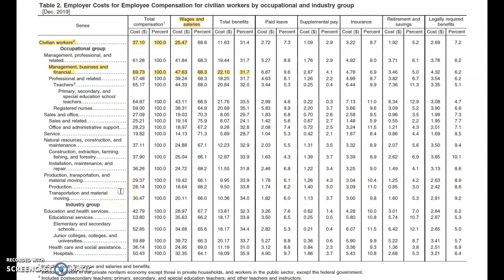Let's look at a different one. Let's look at transportation and materials moving. Okay. So you got $30.47 in total compensation, 100% of income. $20.11 wages and salaries, 66% of income. And then $10.36 in total benefits, 34% of income. So you can compare and contrast different industries.